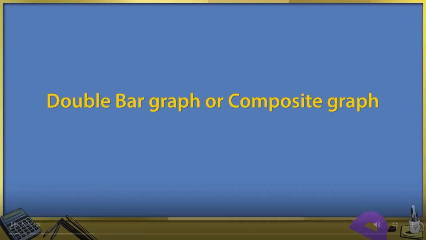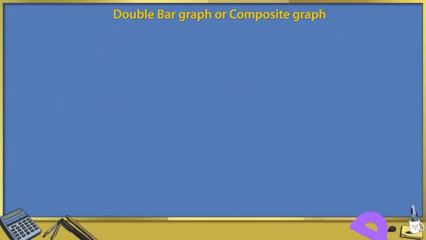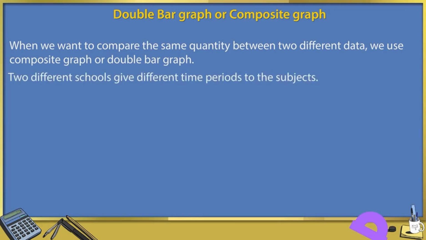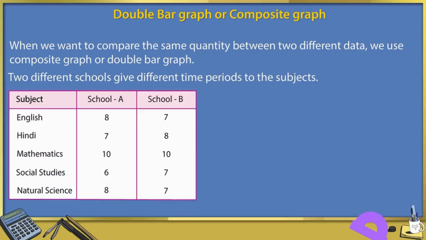Double bar graph or composite graph. When we want to compare the same quantity between two different data, we use a composite graph or double bar graph. Two different schools give different time periods to the subjects. Subject: School A, School B.